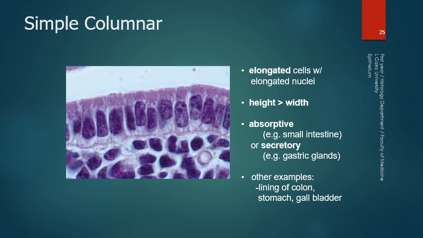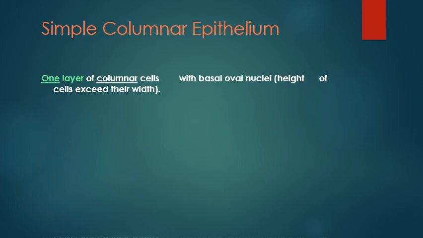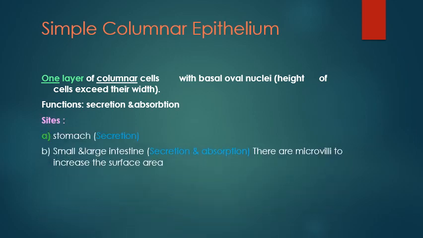It is an elongated cell, one layer with the length more than the width, with basal oval nuclei. Please remember two words, secretion and absorption. It is present in the small intestine and in the stomach. Secretion as in the stomach, small and large intestine.